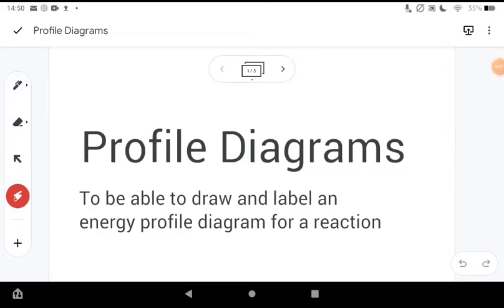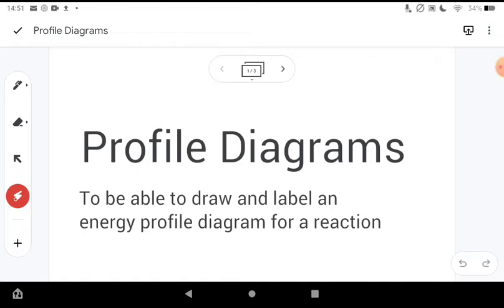Here we're going to have a look at profile diagrams, in particular energy profile diagrams. This is a concept that comes up in GCSE and in A level, so we're going to look mostly at the GCSE and extend each graph to the A level standard. It comes with exothermic and endothermic reaction questions, and quite often they'll ask you to label the diagram or draw the diagram or complete the diagram. It's relatively simple when you know what you're looking for.